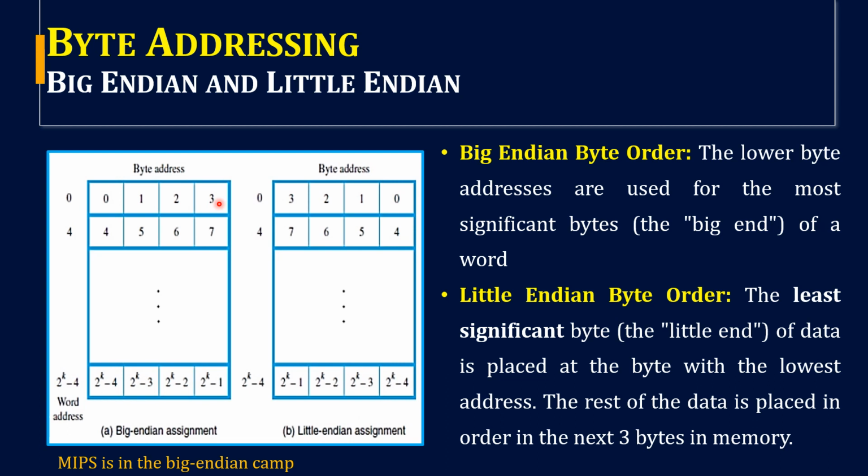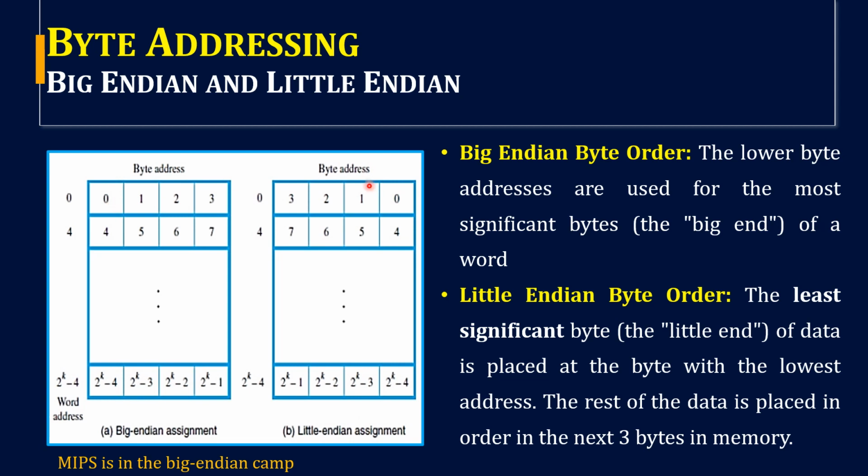The leftmost byte of a word is its most significant byte, and the rightmost byte is the least significant byte. If you are using the lower byte addresses for the most significant byte, then it is called the big endian byte order. So among the first 4 bytes 0, 1, 2, 3, if you are using the lowest byte address, that is 0, for representing the MSB of a word, then it is called big endian byte order.